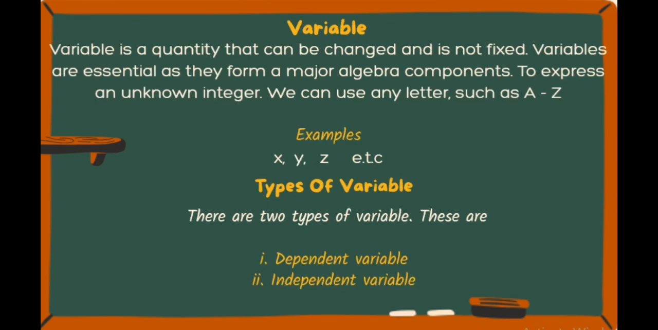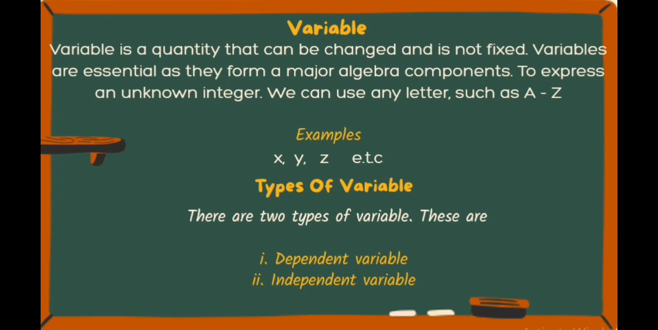Now, what is a variable? A variable is a quantity that can be changed and is not fixed. Variables are essential as they form a major algebraic component. To express an unknown integer, we use any letter of our choice from A to Z. But the most common variables in mathematics are x, y, z.